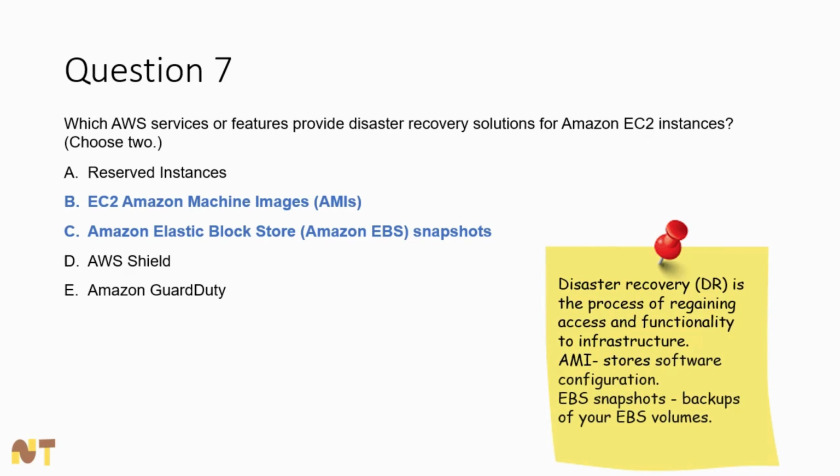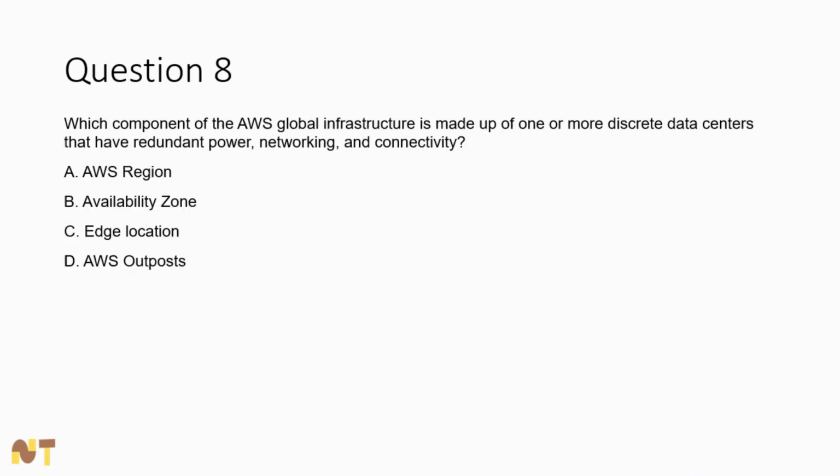EBS Snapshots allow you to create point-in-time backups of your EBS volumes. These snapshots can be used to restore or create new volumes, offering a reliable recovery solution. So, the correct options are option B and option C. Moving on to the next question.